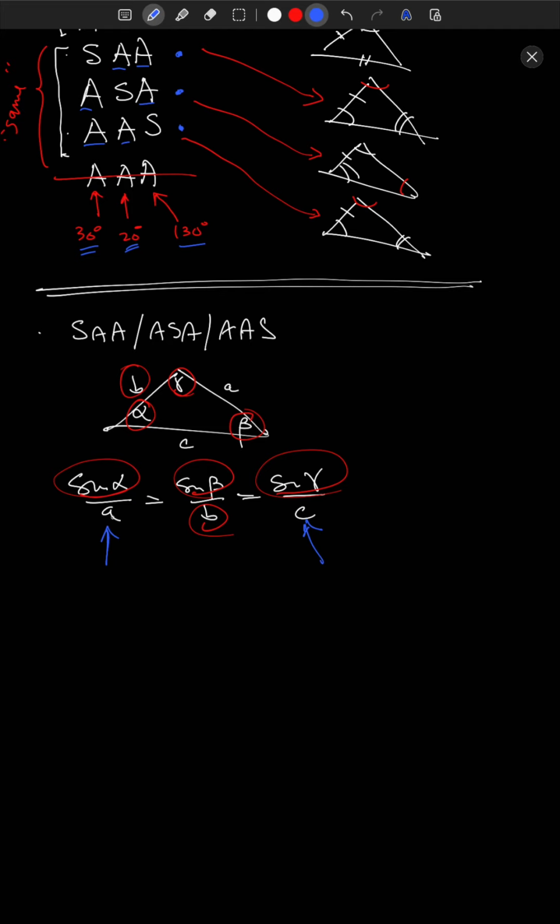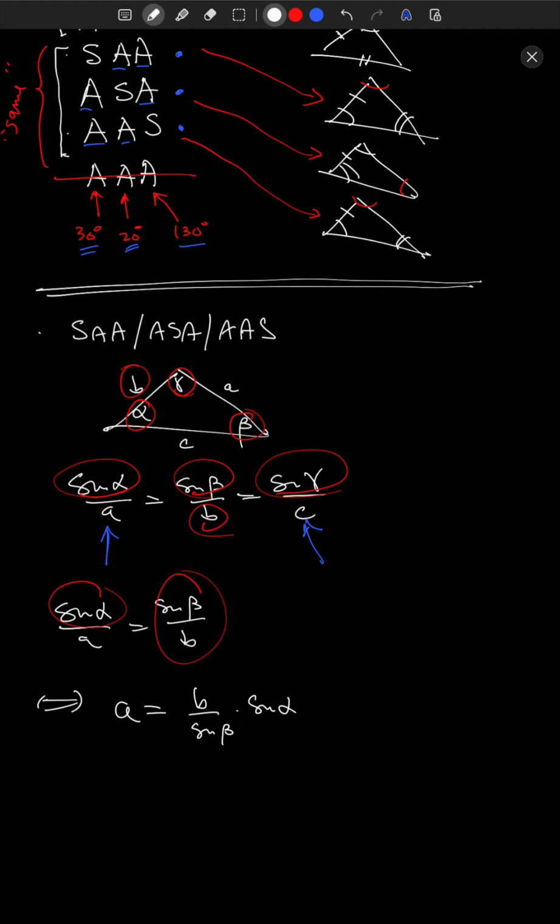And so if I look at this, what I would need in this situation is A. But look at this, sine of alpha is circled, so it's a number that I know. Sine of beta and B are circled, so those are numbers that I know. Ultimately what that means is, let me write those two just by themselves: sine of alpha over A equals sine of beta over B. I know this whole right-hand side. And so ultimately, that means A is equal to B over sine beta times sine alpha. Again, I know sine alpha, I know B, I know sine beta. So automatically, that means I know A.